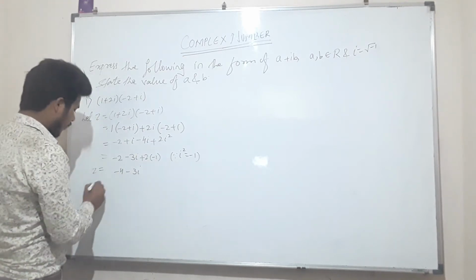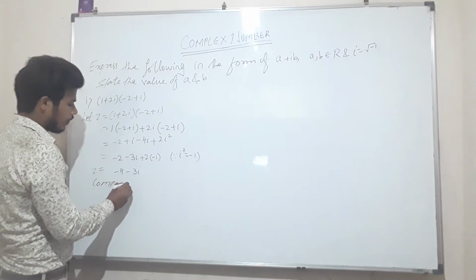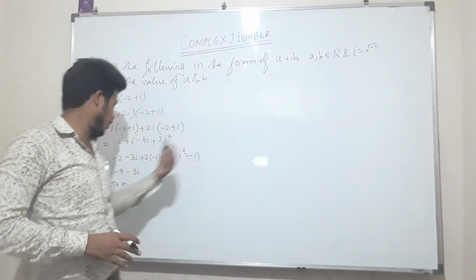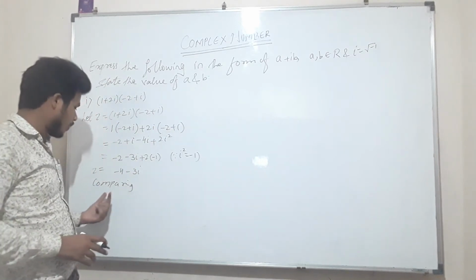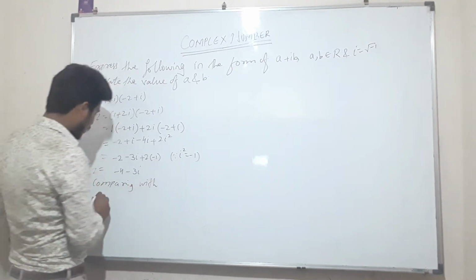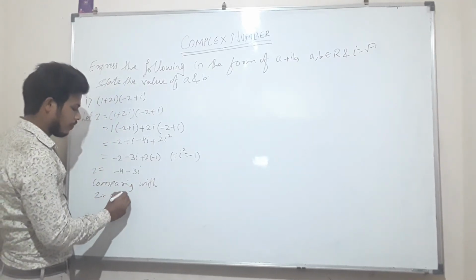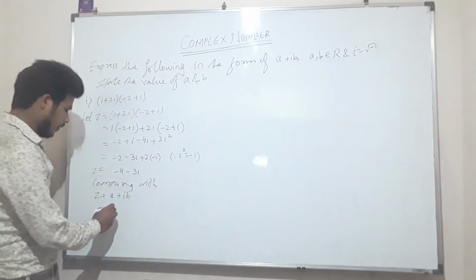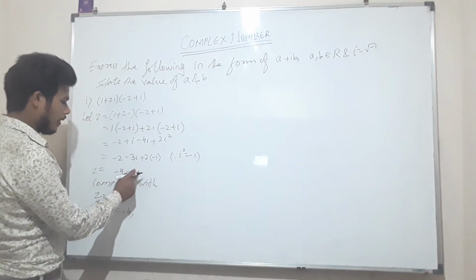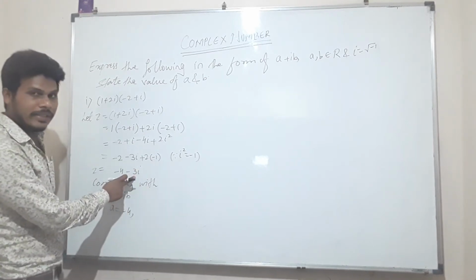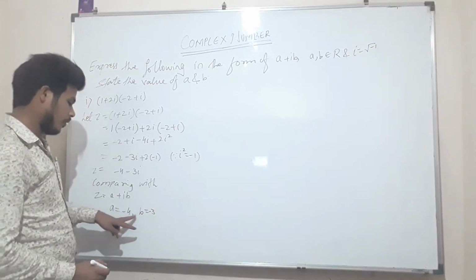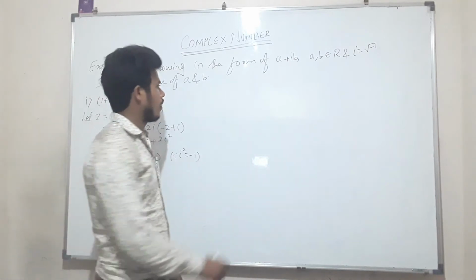So we will compare it with z is equal to a plus ib, because we have to write the values of a and b. Now it is in the form of a plus ib. So what is the value of a? Value of a is the real part, that is minus 4, and b is nothing but the imaginary part, and here the imaginary part is minus 3. So value of a is minus 4 and value of b is minus 3.